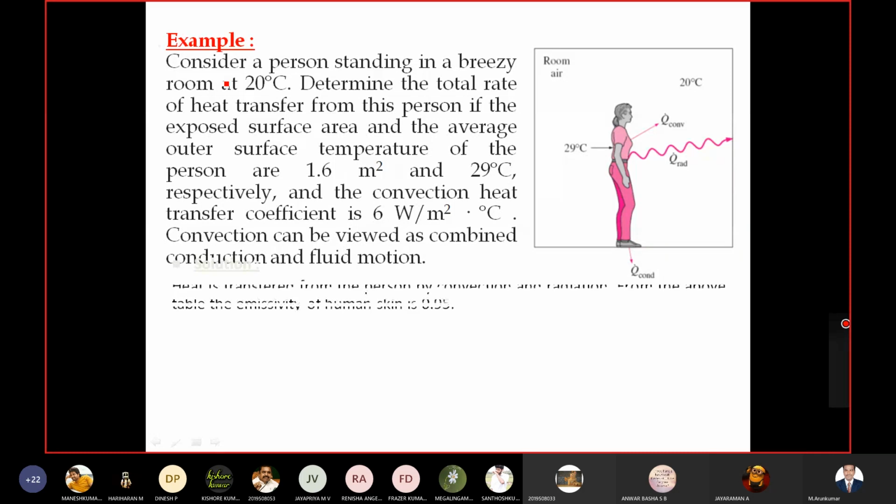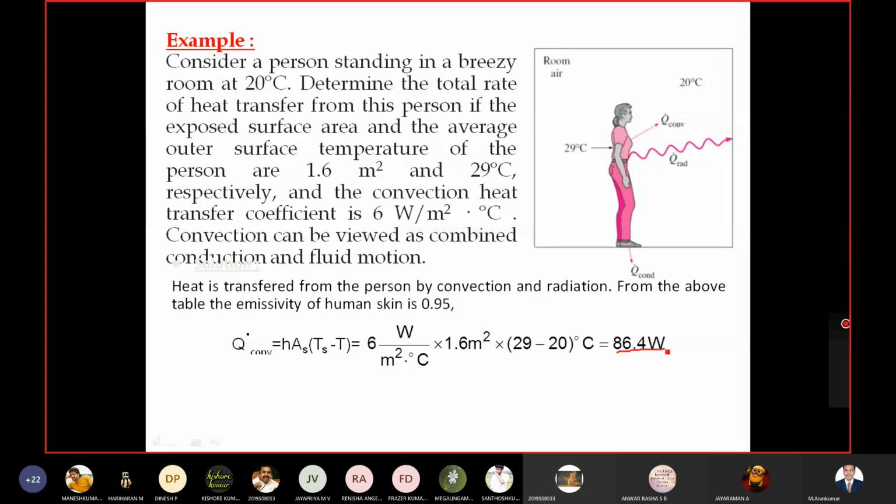The heat transfer is from the person by convection and radiation. From the table of emissivity for human skin, we can take the emissivity as around 0.95. The h value is given, the A value is given, then Ts and T infinity are given. So we can use the convection formula to calculate the heat transfer in the convection process. That will be around 86.4 watts.